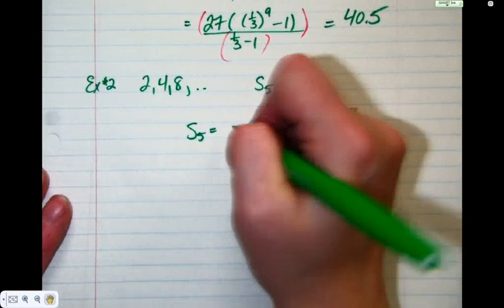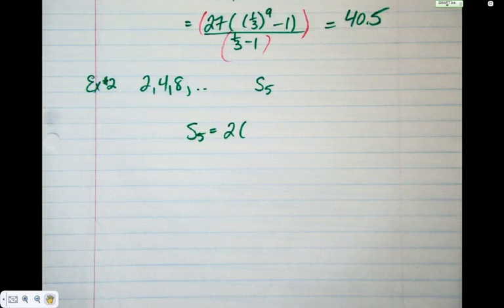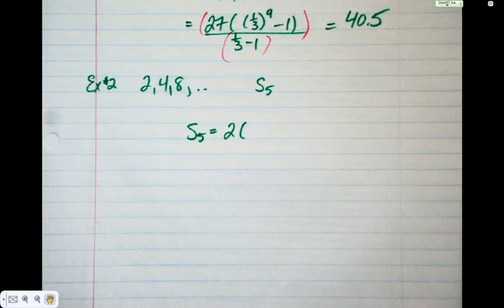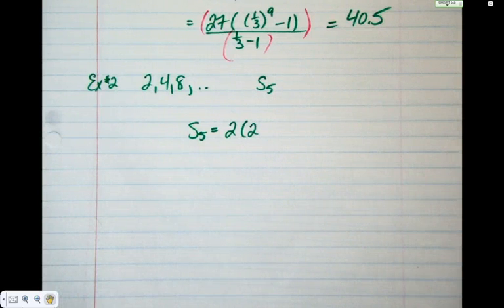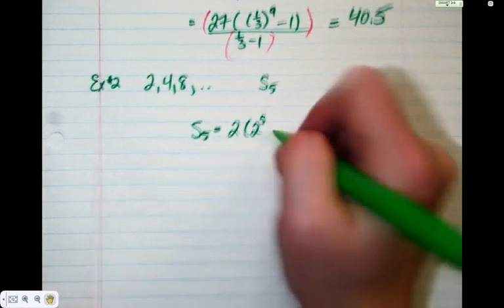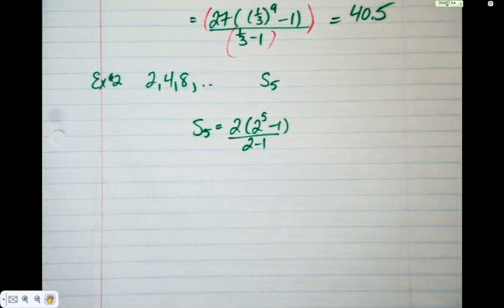Okay, do we have T1? What is it? Perfect. Do we have R? Yep, take any term, divide by the previous term. R has to be 2. Do we have N? 5. Minus 1 is just minus 1. And then on the bottom, we have 2 minus 1.